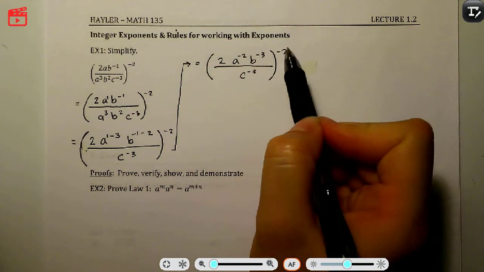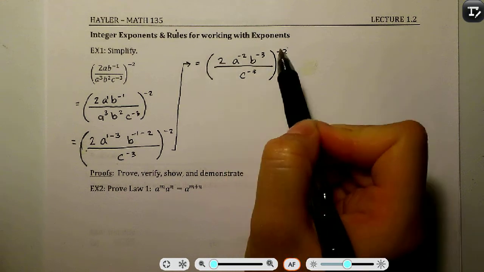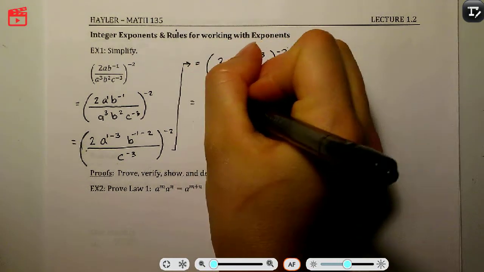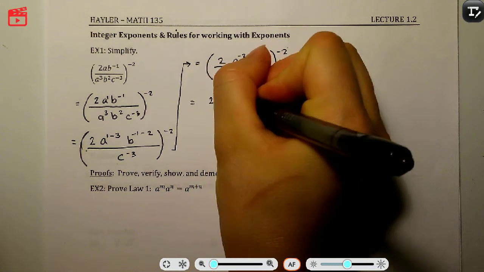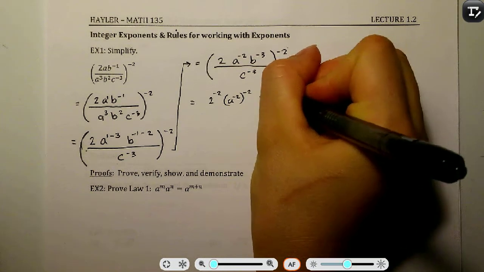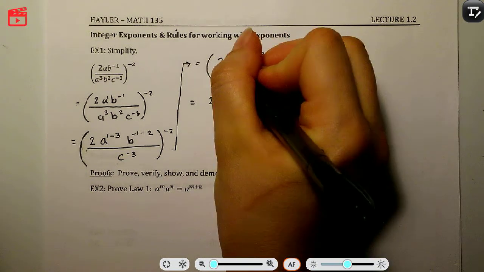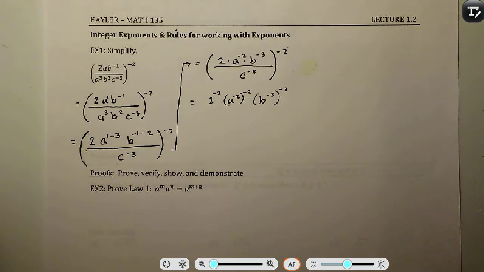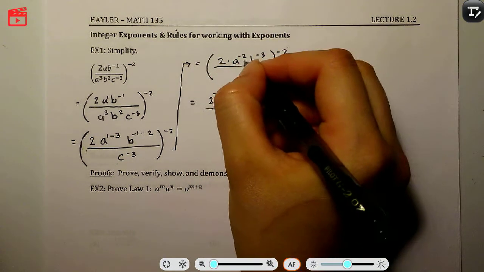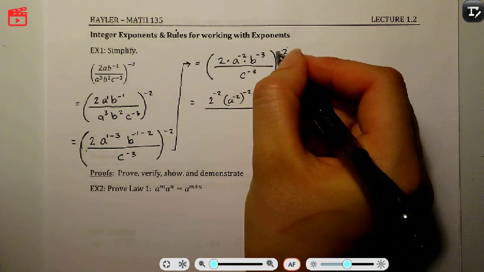So once we've done that, we'll bring that negative 2 exponent in using the distribution rule. So everybody gets the negative 2. We're just distributing in that negative 2, and we can do that because it's all multiplication going on inside. If there was addition or subtraction, we couldn't do that. But because of the multiplication, we can go ahead and distribute the 2 to everybody.